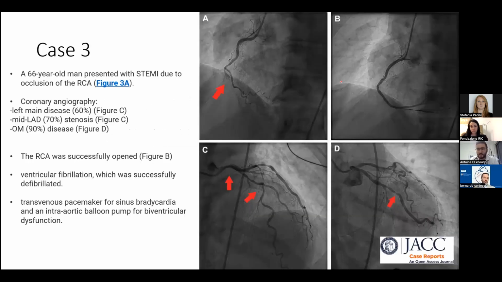Moving now to the last case, it's case number 3. It was a 66-year-old man. This case was also published in the Journal of American College. This case was a STEMI due to occlusion of the right coronary artery.